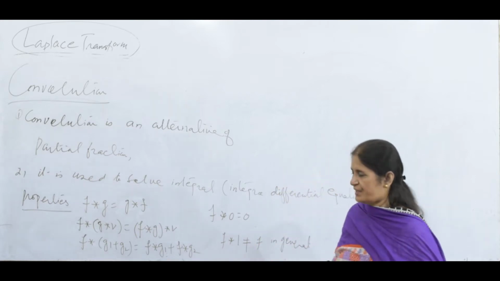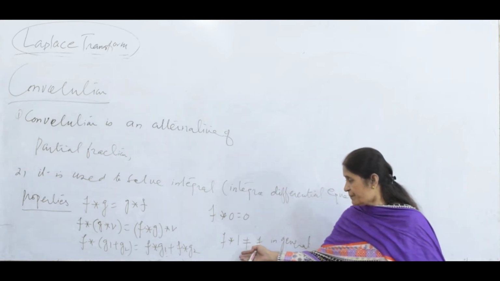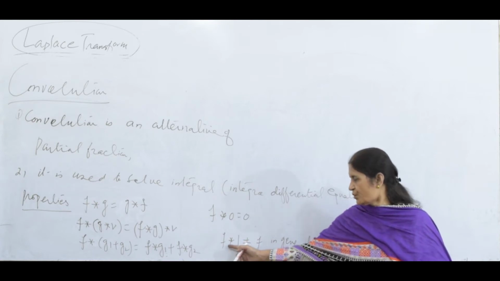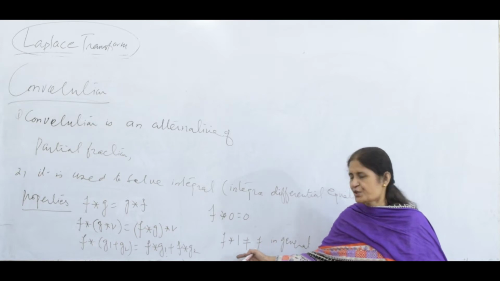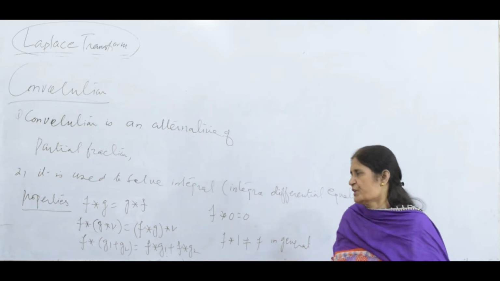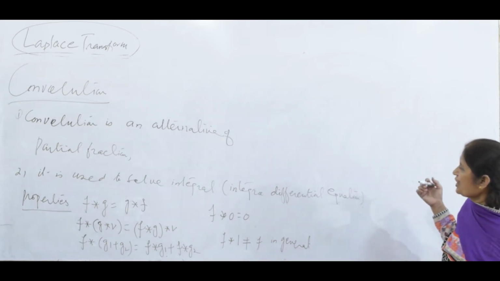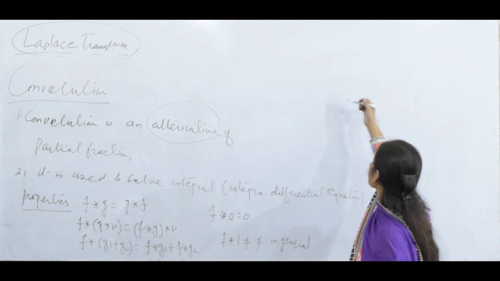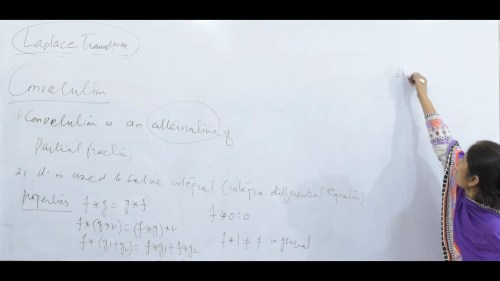Look, this is very important because this is not the ordinary multiplication. That's why if you take the convolution f convol 1, it is not equal to f. We'll prove it in a minute. So since it is an alternative of partial fraction, let me have an example.